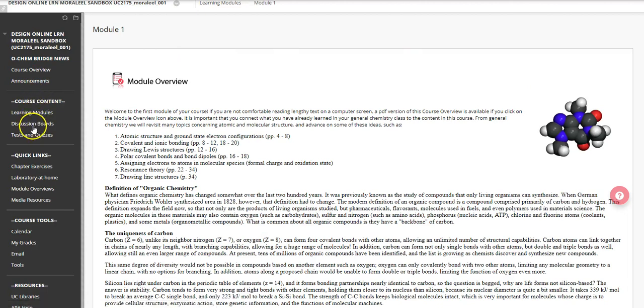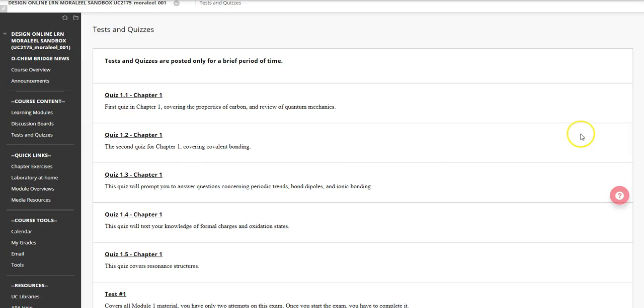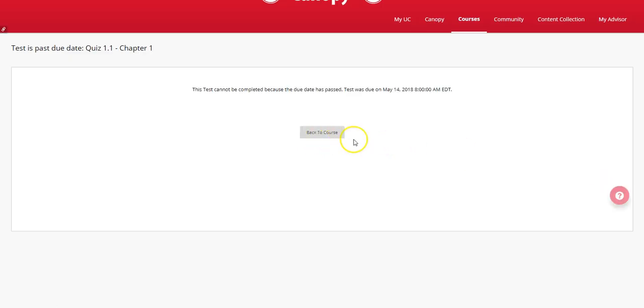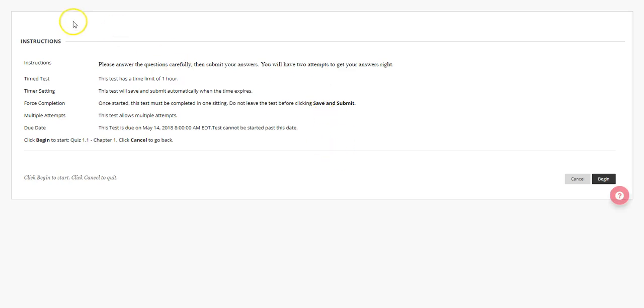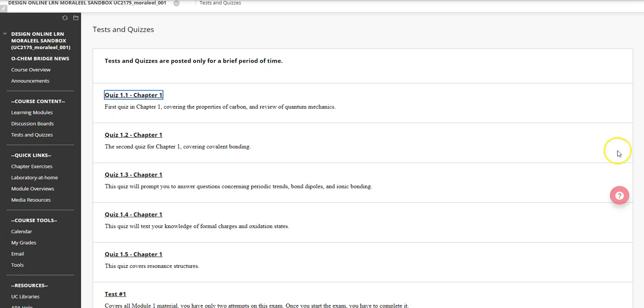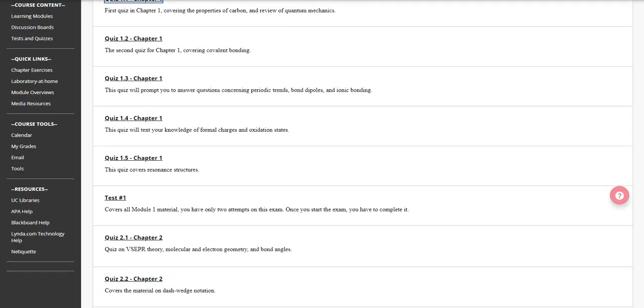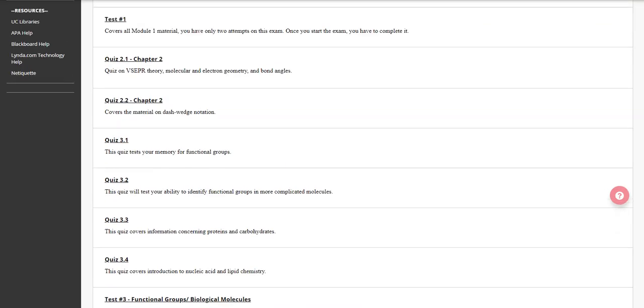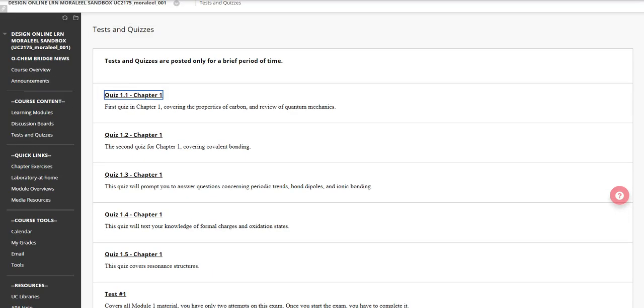There's also a section over here where I inserted tests and quizzes. And these were tests and quizzes that students would actually take online. So they would go ahead and begin. And in this case here, the due date passed for that quiz, so they can't take that. But they were prompted to answer certain questions with every single quiz and with every single test. And then they would submit it, and the system, of course, would tabulate their answers and provide feedback to them.